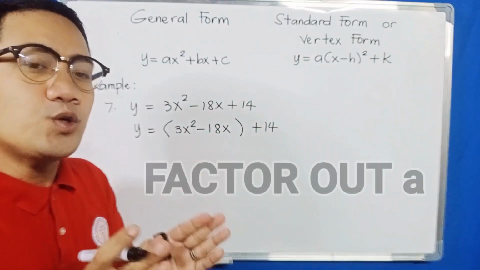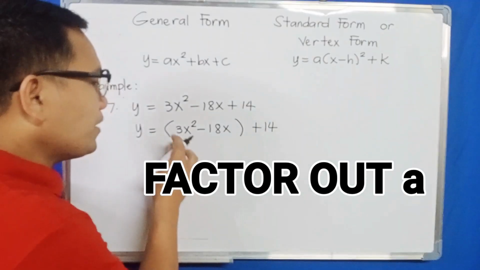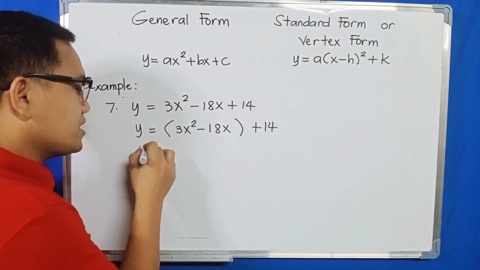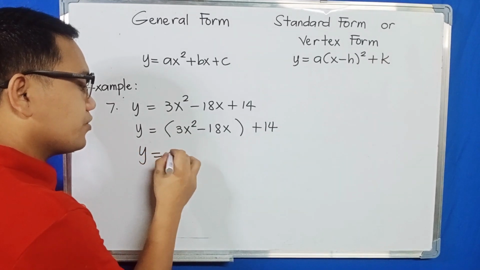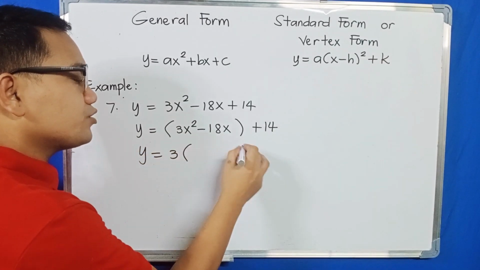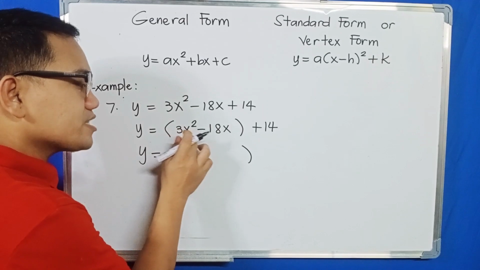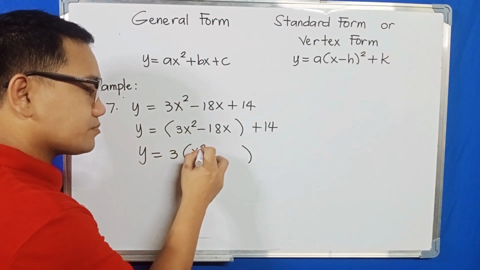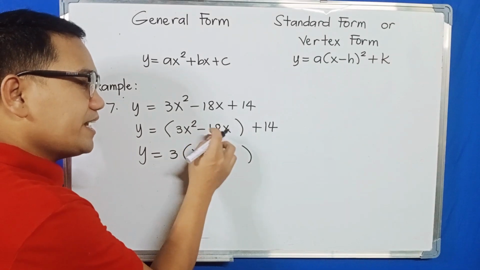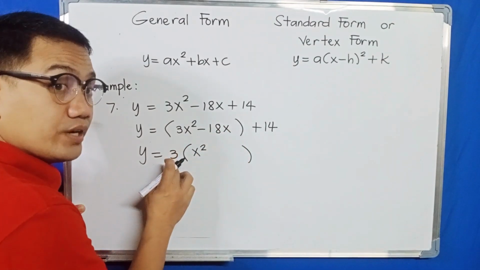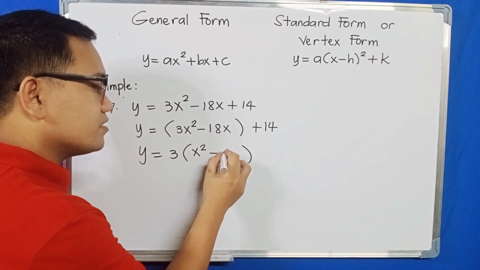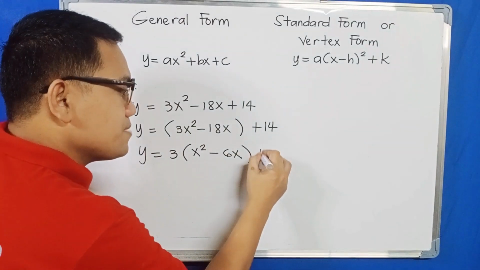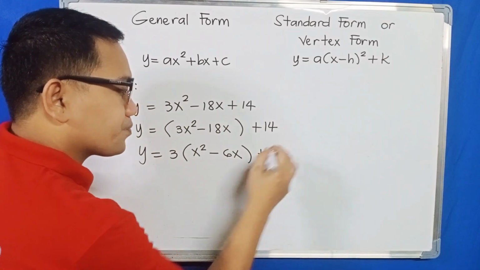Then, factor out our a. Our a here is 3, so we need to factor it out. So y is equal to 3. So the factored terms would be 3x squared divided by 3, that would be x squared. Negative 18x divided by 3, we have negative 6x. Then, copy plus 14.